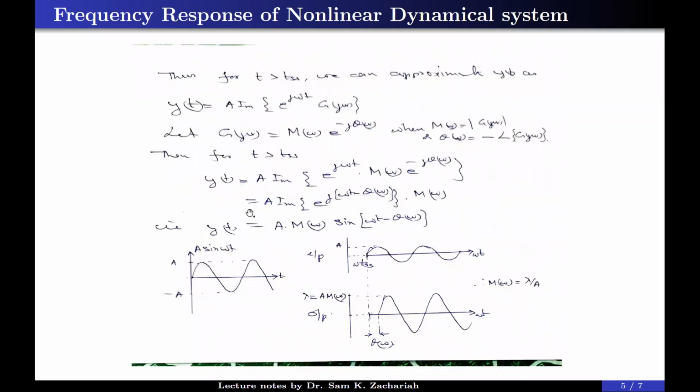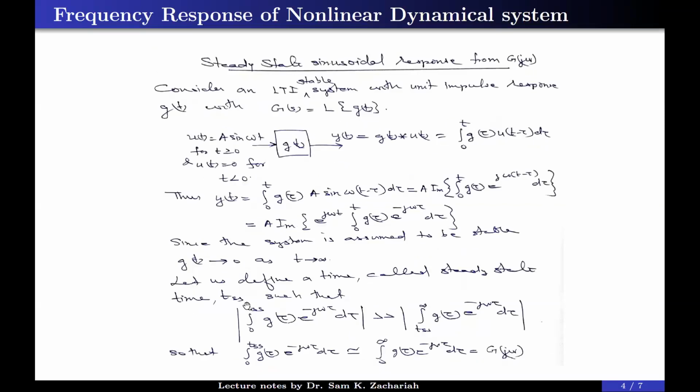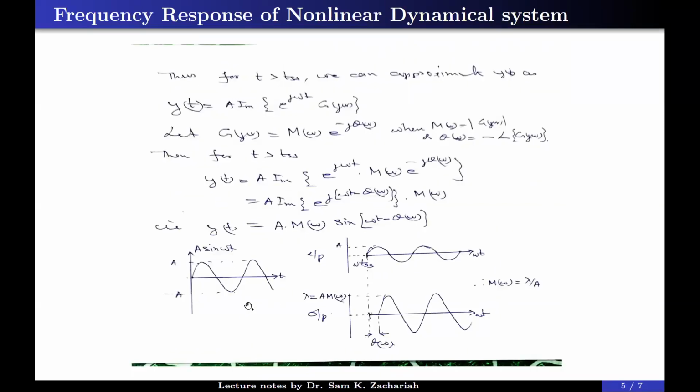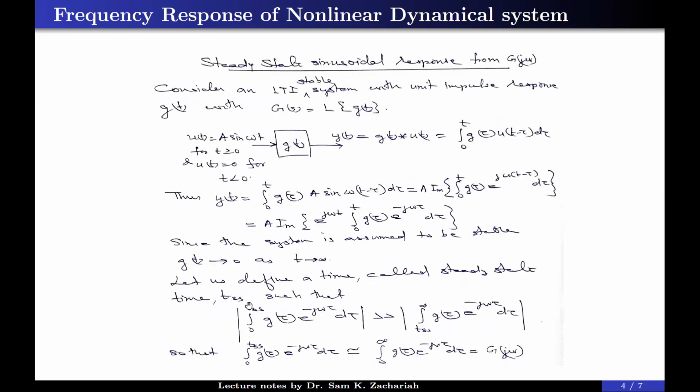Now, based on the previous explanation, you have defined a time called steady state time TSS in all practical cases. Can you go to the previous slide? So that integral, A imaginary e to the power j omega t, integration 0 to t, is your tau. So the infinity expression, there is no t function now, it is only a function of tau now, so it can directly be integrated.